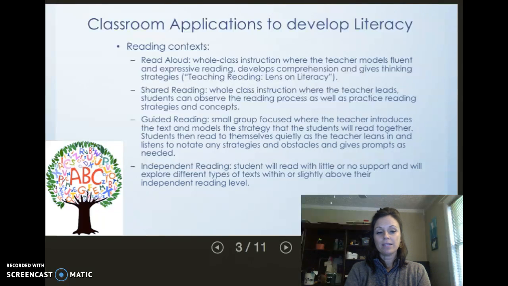During independent reading, students will read with little or no support and will explore different types of texts, as well as choose books on their independent reading level.